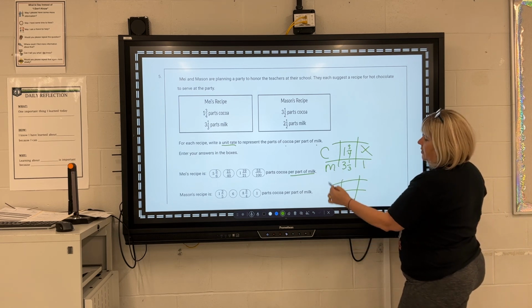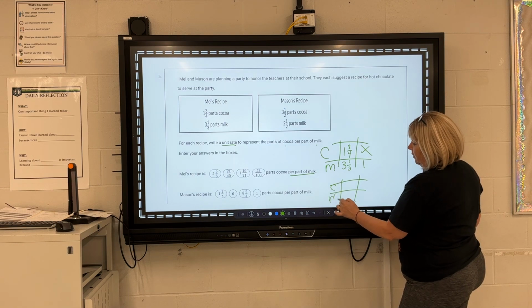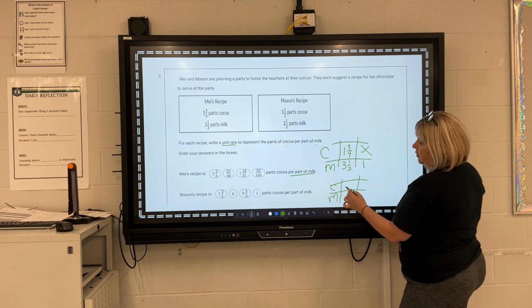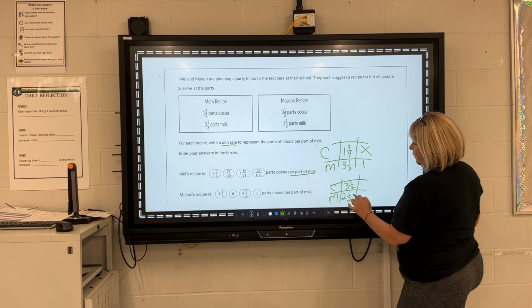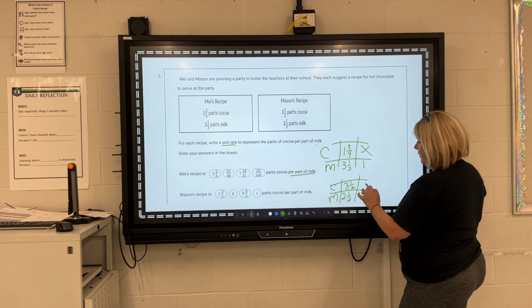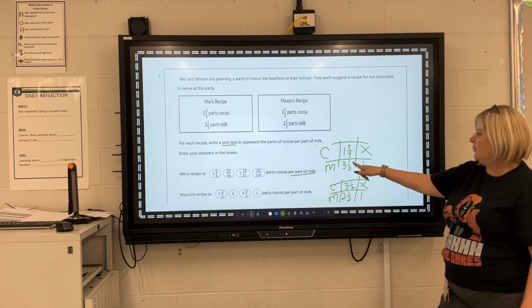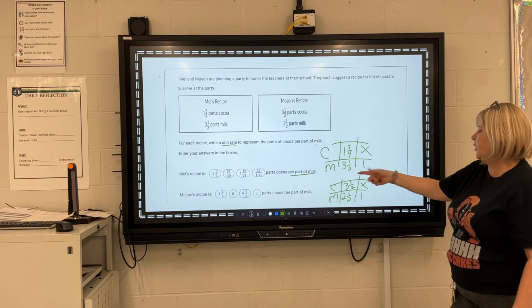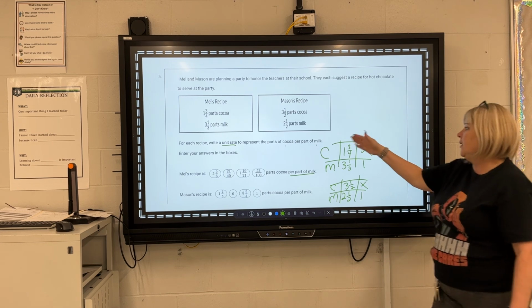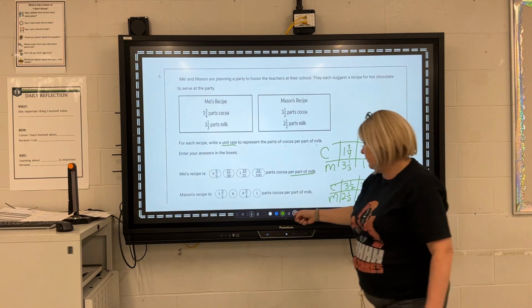And same thing here. This is Mason's. We got cocoa and milk. We want to know 3 1/2 to 2 1/2. We want to know per part of milk. So we're going to have to cross multiply and divide, or see what you do to this to get this, which is times or divided by 3 1/3. So you have to divide that by 3 1/3. You're going to get the answers there.